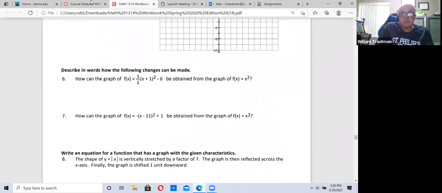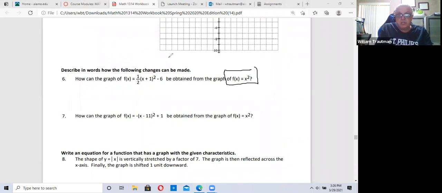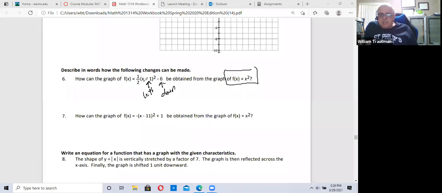And let's just talk about the translations here. It tells you your parent function, x squared. If I put a -6 on the outside, the graph moves down. If I put a plus on the inside, the graph moves left. You got to know inside moves left or right, outside moves up or down. And don't forget about the 1/2. Numbers less than 1 make the graph, does it make it skinnier or fatter?